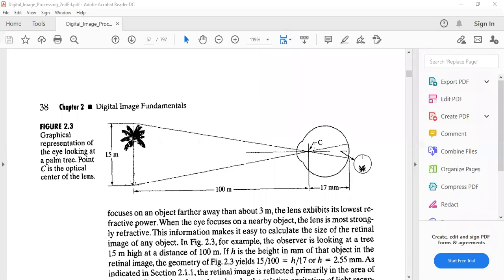As I said, the cross section of the eye is about 20 mm. From here to here it is 17 mm. The total distance, the size of the eyeball, is 20 mm. How exactly is the image formed? Whatever you see will be picturized inside your retina in reverse order.